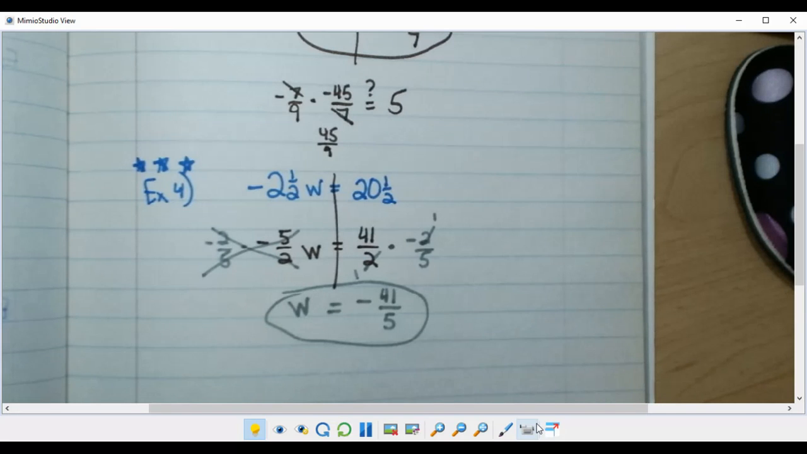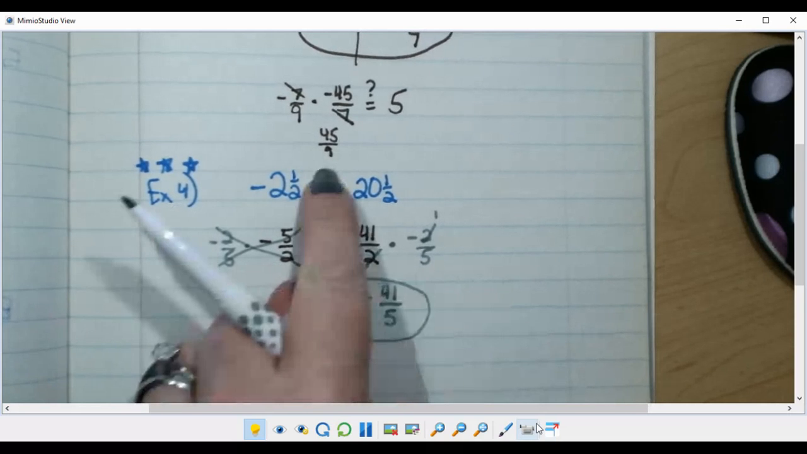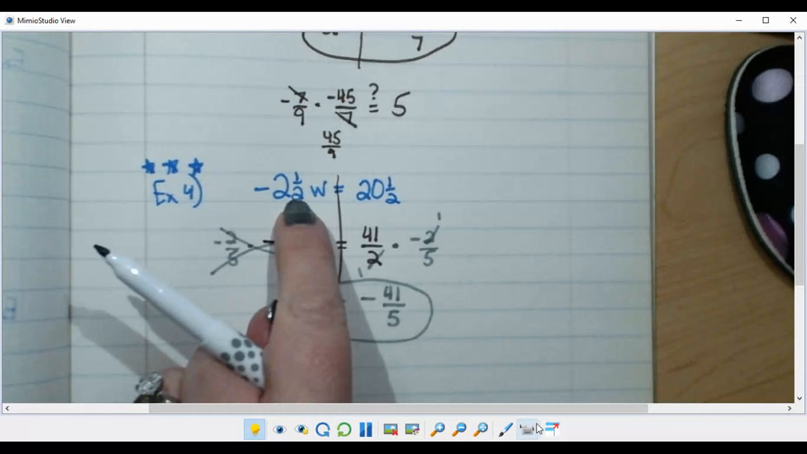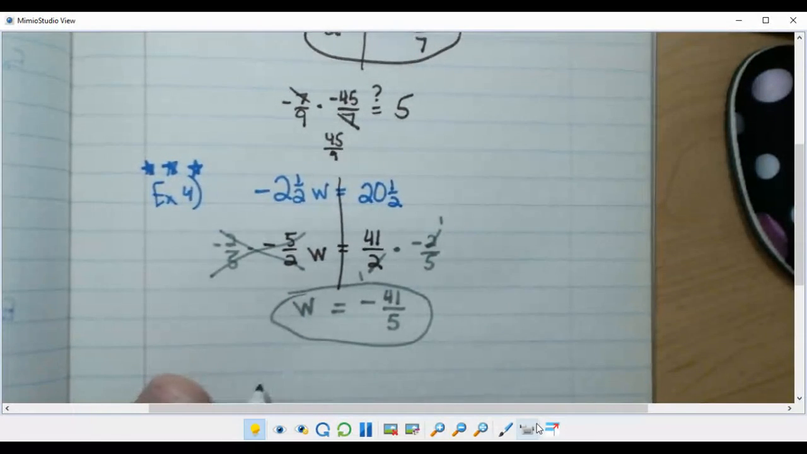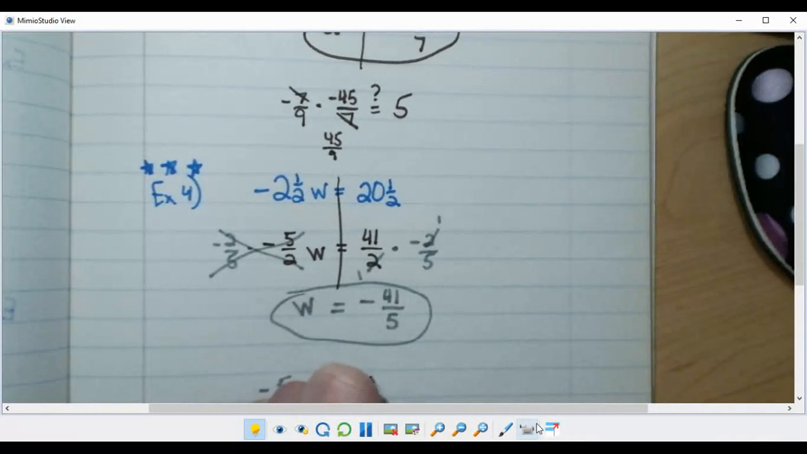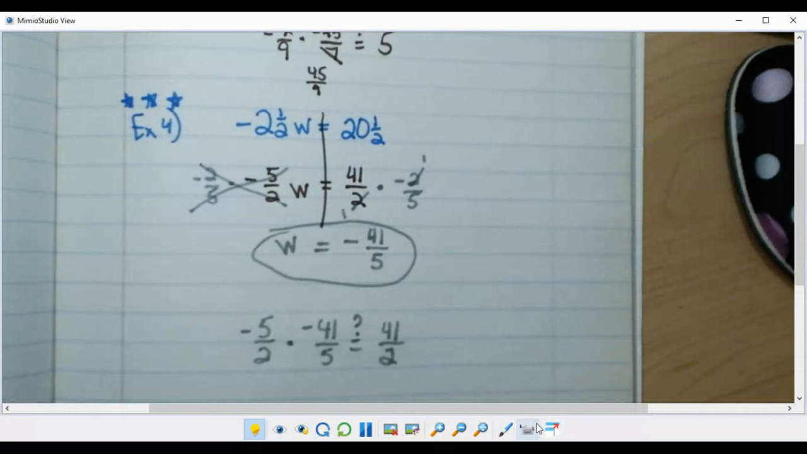Then let's go back to the original. Now, you could go to here. If you're a purist, you'd go all the way back up here. Ew, that gets ugly. I'm going to the brown step that I wrote. So negative 5 over 2 times negative 41 over 5. Does that equal positive 41 over 2? Lots of copying in this. You've got to be real careful that you don't miss something.